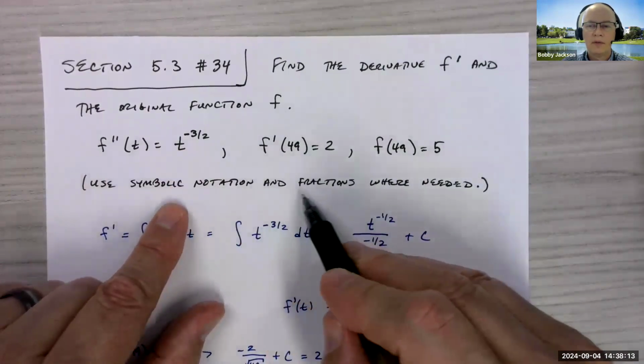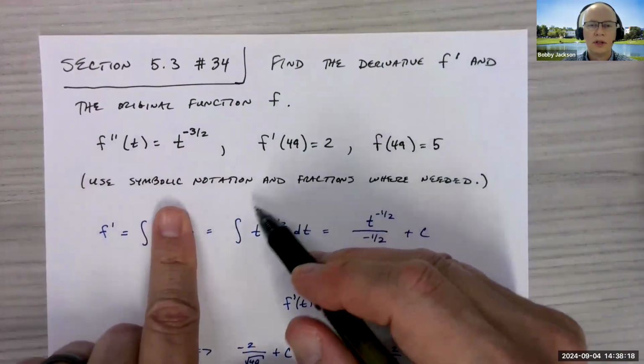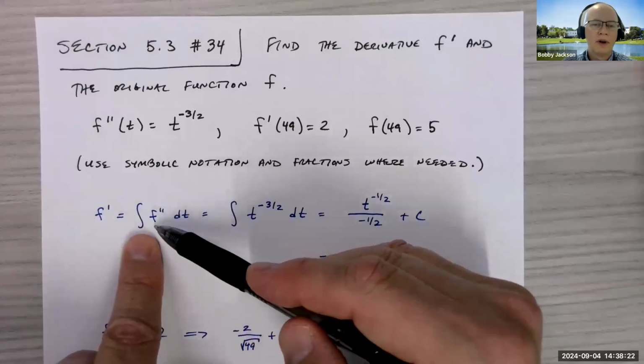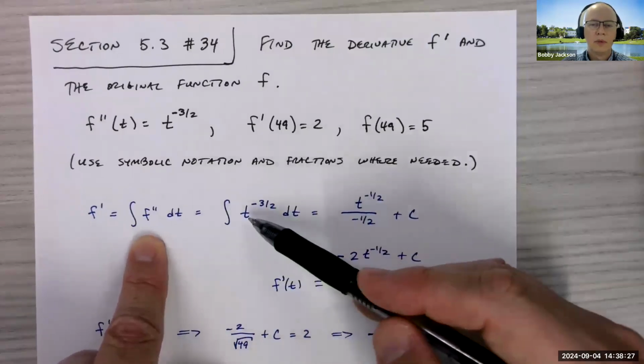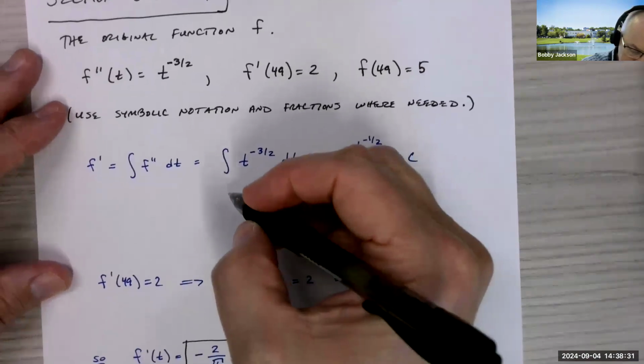Use symbolic notation and fractions where needed. So that's going to be important in this problem. We'll see in a second. So first, to find f prime, I'm going to find the antiderivative of f double prime, right? Integrate f double prime. So I'm going to integrate t to the negative 3/2. And that's by the power rule, right?